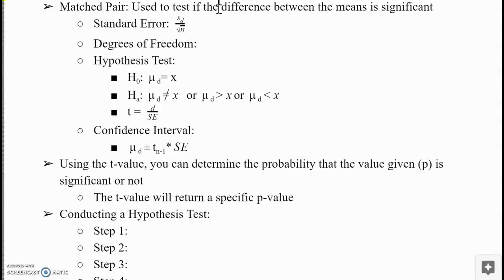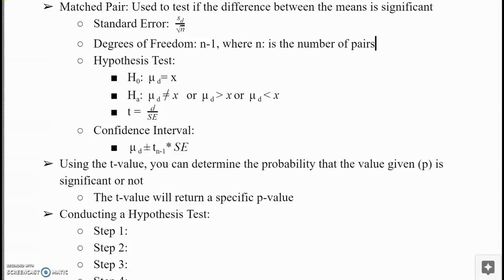One mean testing could be just testing if a mean is significant. Two mean testing would test if just the means of two populations are different. This is to test whether there is a difference between two variables of possibly the same population. And standard error is just s over square root of n. And this time your degrees of freedom are n minus 1, where n is the number of pairs.